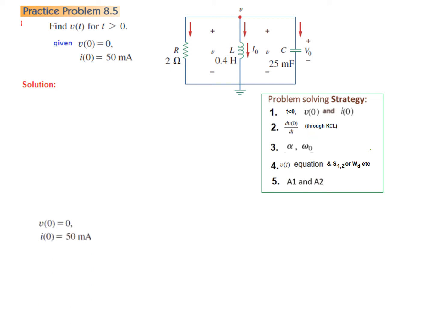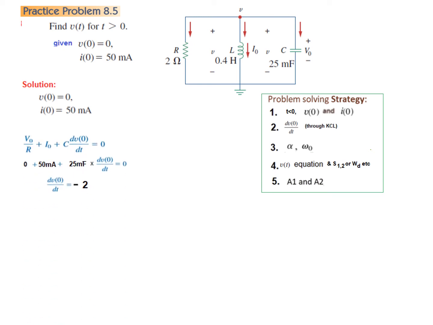So first of all, we know that this is the given condition, so we just write that for t less than 0, first. Then we write the KCL equation, and from KCL we write in terms of voltage, and then we plug in the values. Now V0 is 0, so this term will become 0. I0 is 50 milliampere, so we write 50 milliampere, and the capacitor is 25 milli. So from here dv dt at 0 is minus 2.